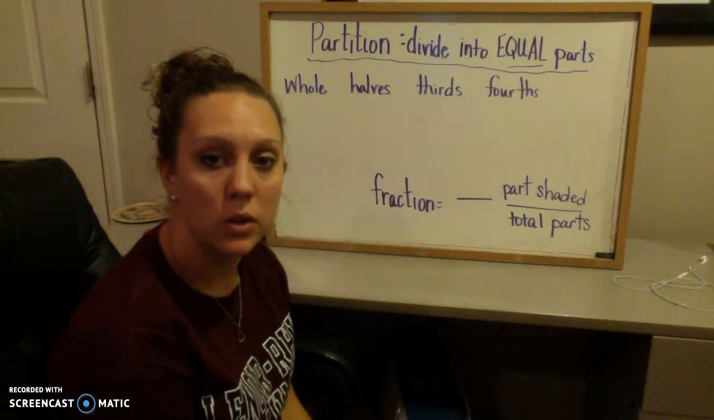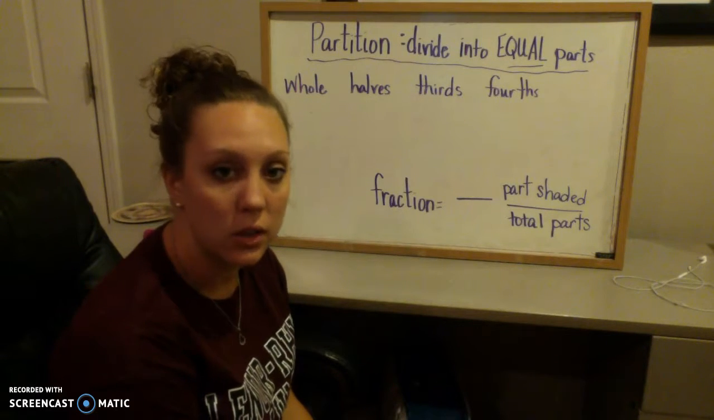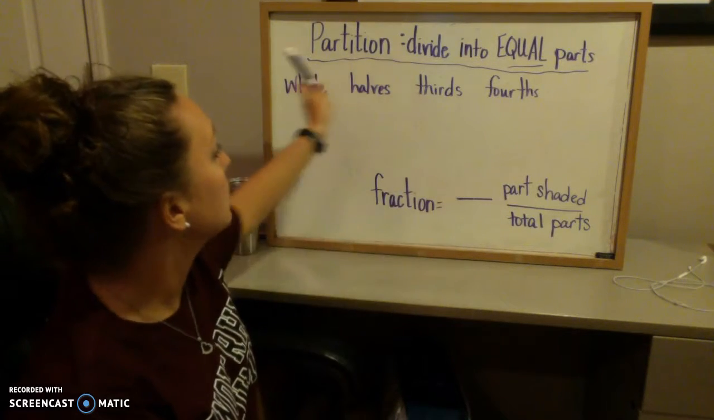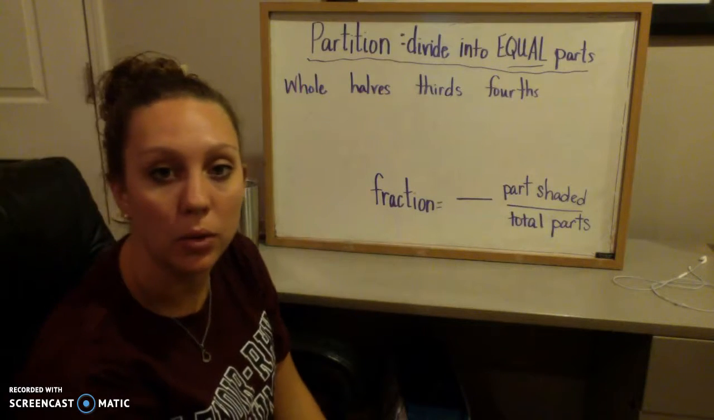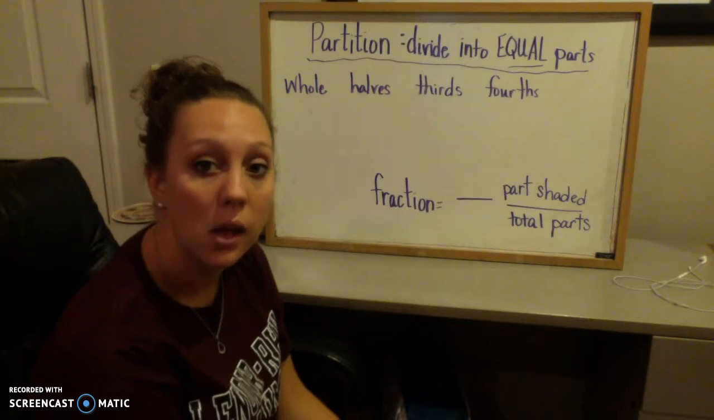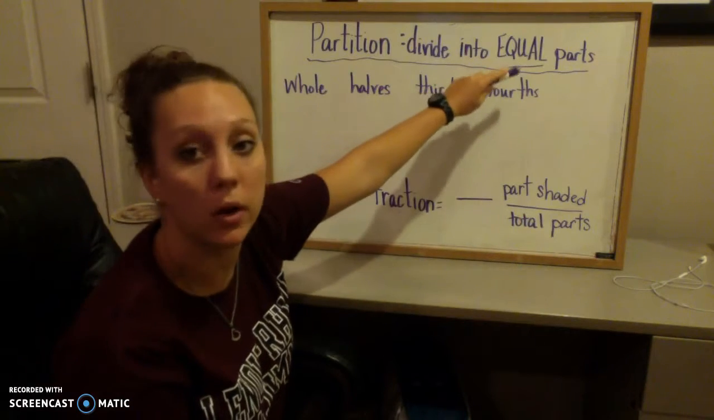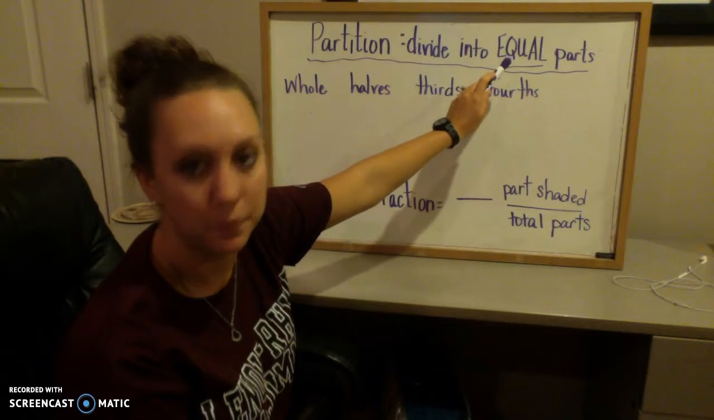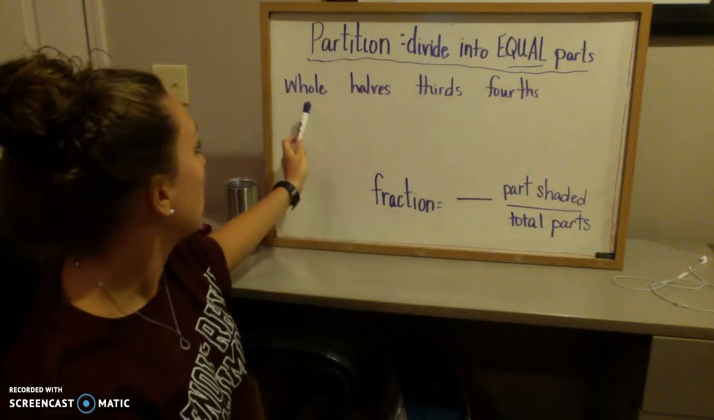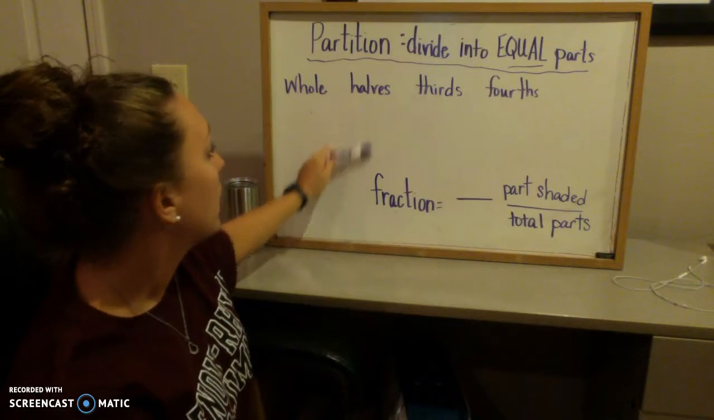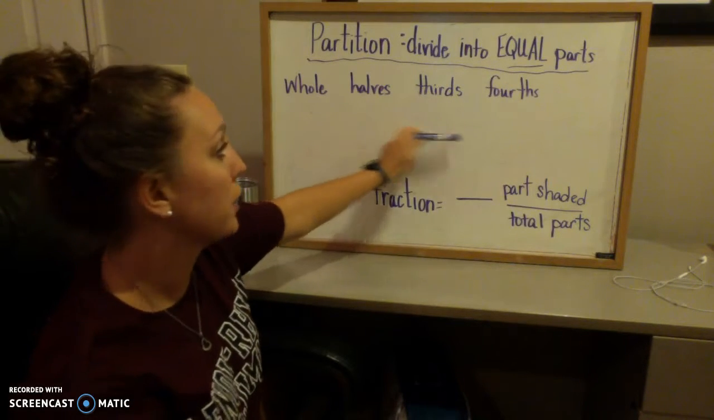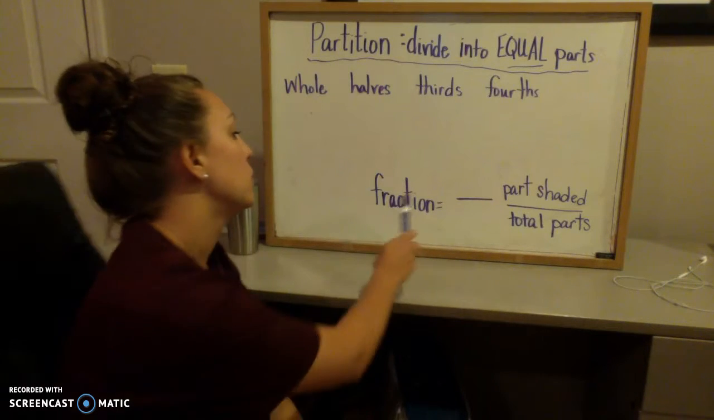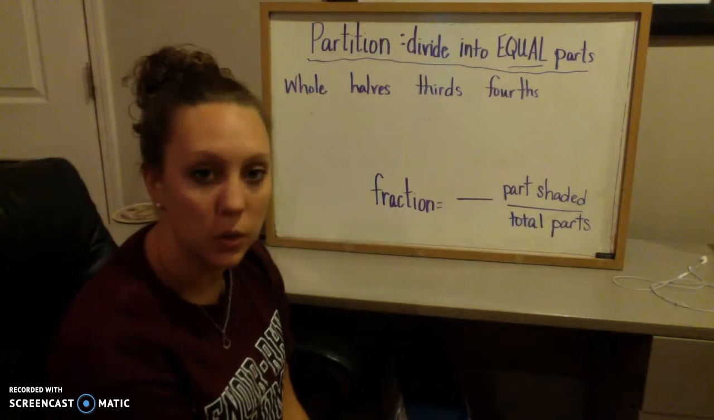Okay, so now we're going to work on how to partition polygons or shapes. And I've already written out kind of a guideline that we're going to go through. And remember that partitioning means to divide it into equal parts. Okay, not just any parts. They have to be equal. Okay? So we're going to work on the whole figure, turning it into a half, a third, and a fourth. Okay? Then we're going to work on how to convert it into a fraction.